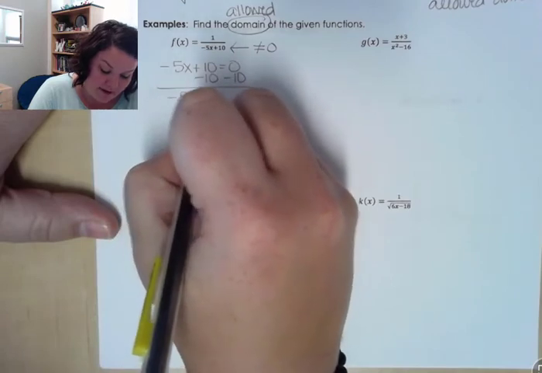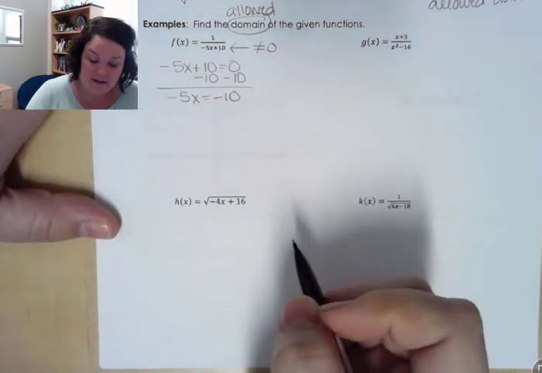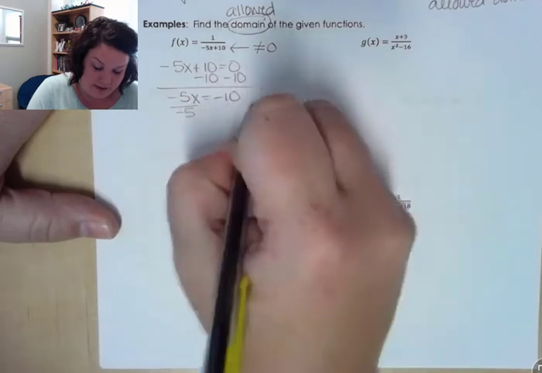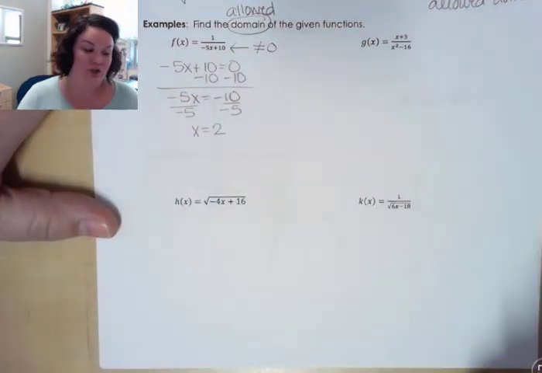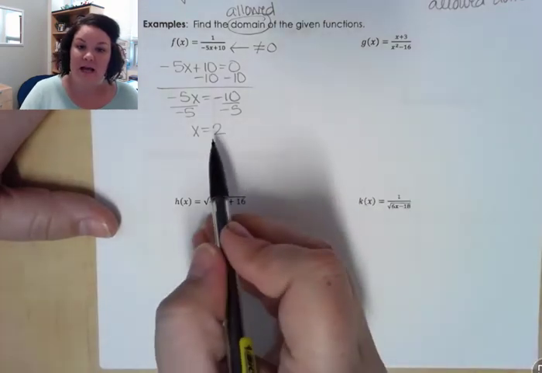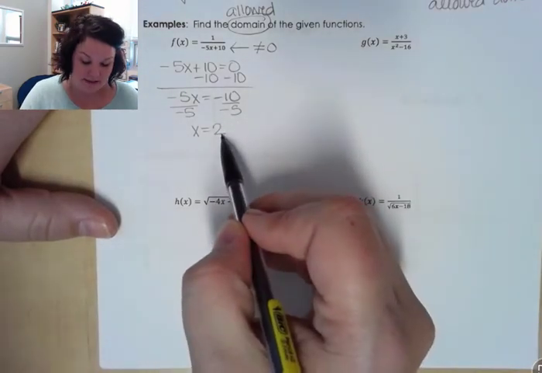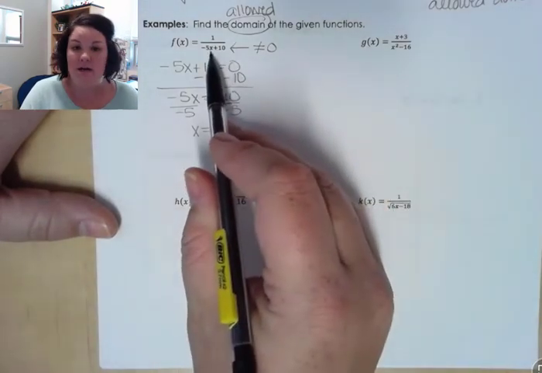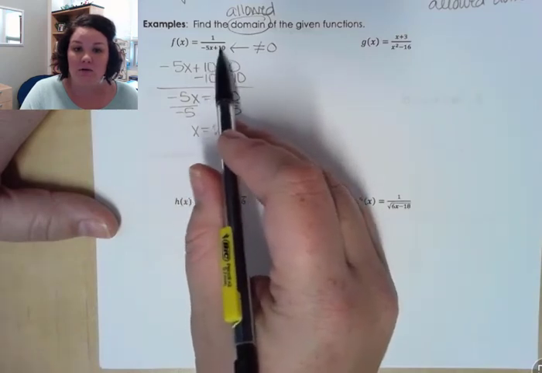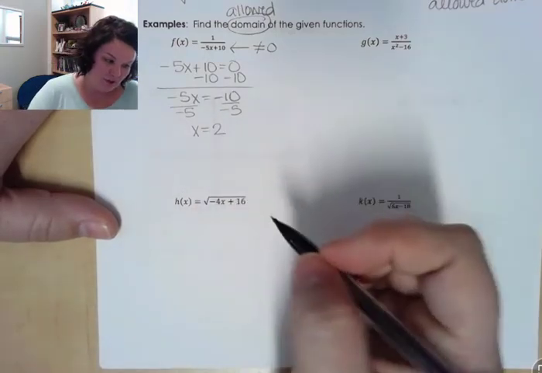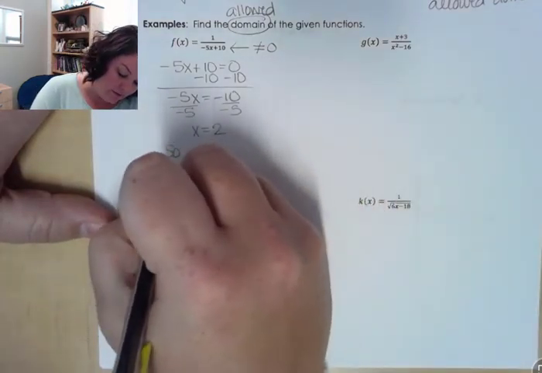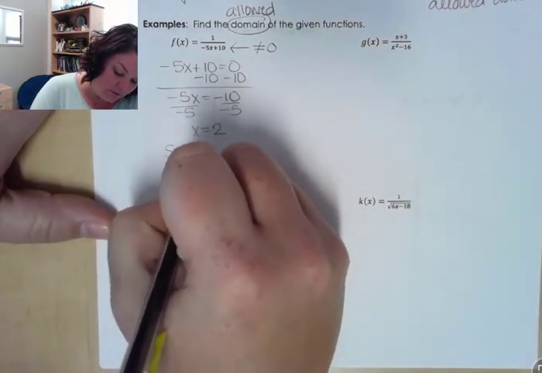So I have negative 5x is equal to negative 10, and then I divide off my negative 5. So I get x is equal to positive 2. So what this is telling me is that if I were to plug a positive 2 in up here, it would equal out to where the denominator would be 0. So x cannot be 2. Okay, so x cannot equal 2.